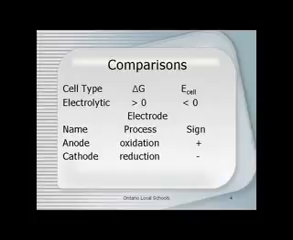At the anode oxidation takes place, but the sign of the charge on the anode would be positive. At the cathode, reduction takes place, but here, opposite that of a voltaic cell, the charge is negative. So that's a comparison of voltaic and electrolytic cells, and keep that in mind as we continue.